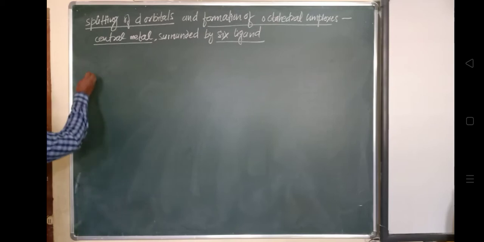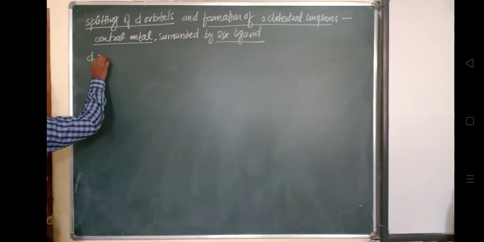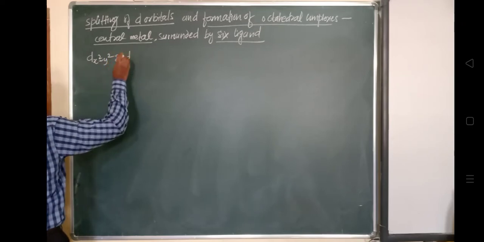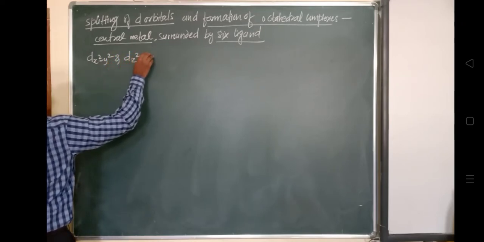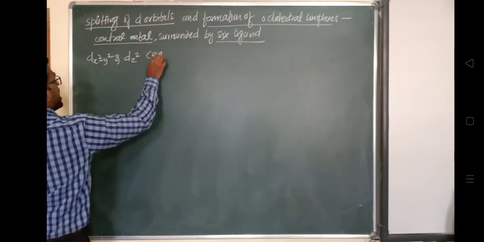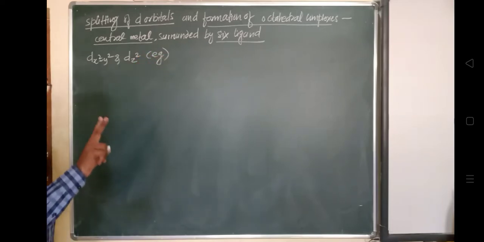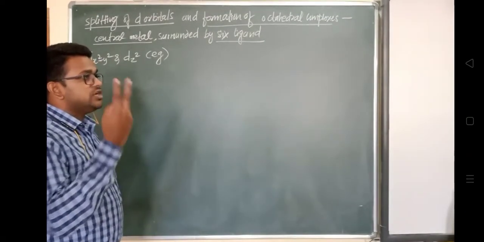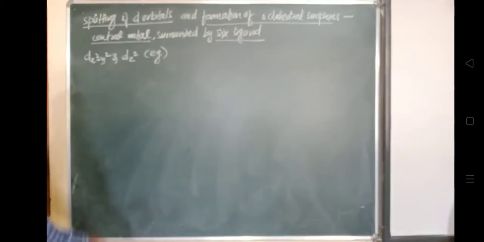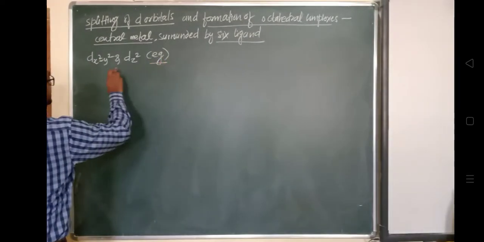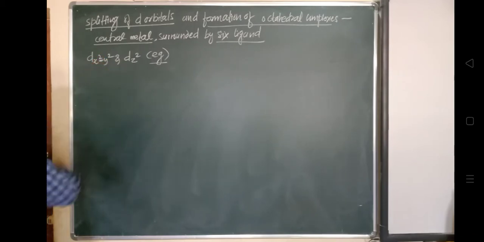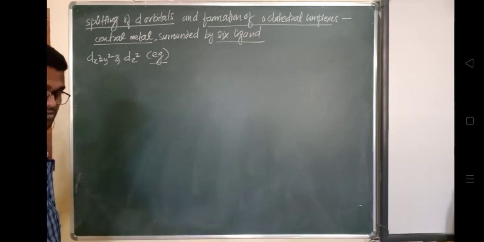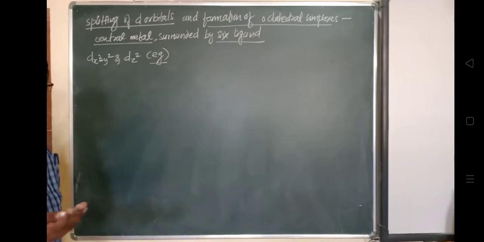So I will write here: dx square minus y square and the other orbital, dz square. This is called eg, because we have seen that it will split into two sets. One is this, and another one is t2g. eg is the set name in which these two orbitals will be present, and t2g is the other set in which the three orbitals will be present: dxy, dyz, and dzx respectively.